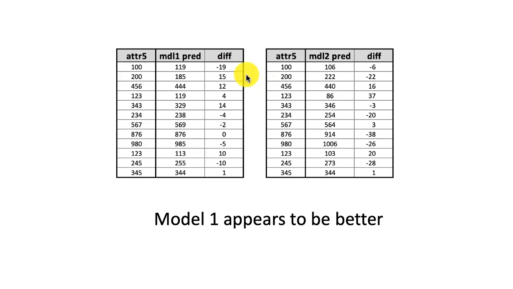In these two tables, I'm showing you the actual differences. And of course, you can see that the differences here are somewhat larger than the differences here. So in general, we would say model 1 is probably the better model of the two.